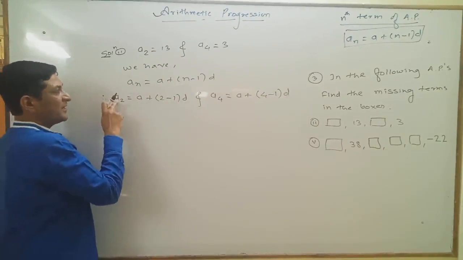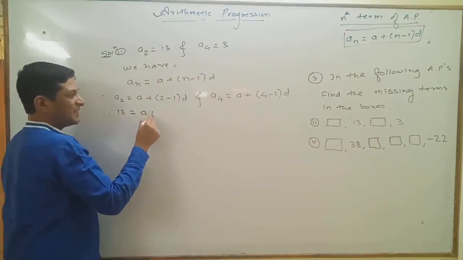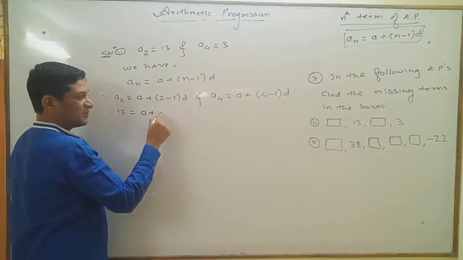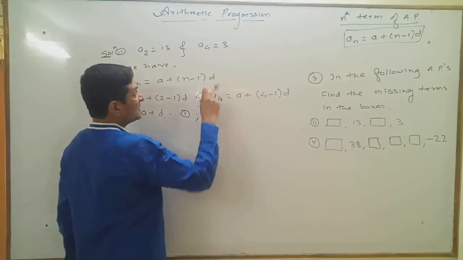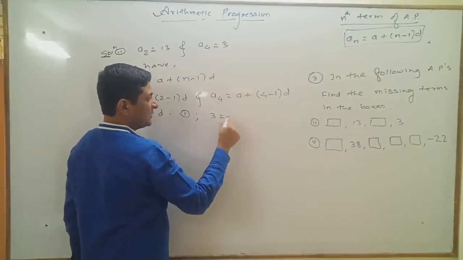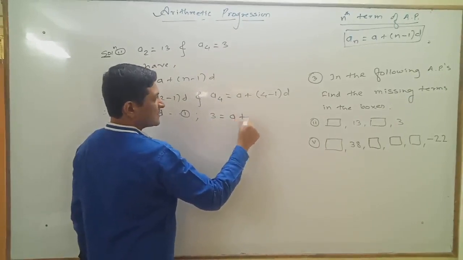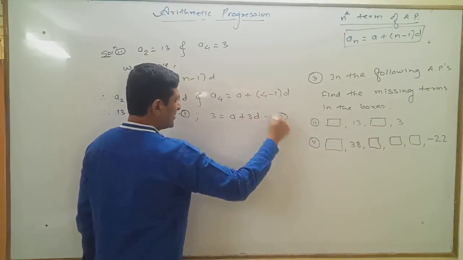But the value of A2 is given to us. Replace A2 by its given value 13. A plus 2 minus 1 is 1, 1 into D equals D. Let us denote it by equation number first. A4, substitute its value, equals 3. A plus 4 minus 1 is 3D, keep it as it is, denoted by equation number 2.